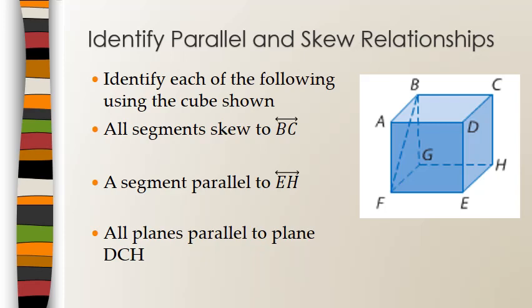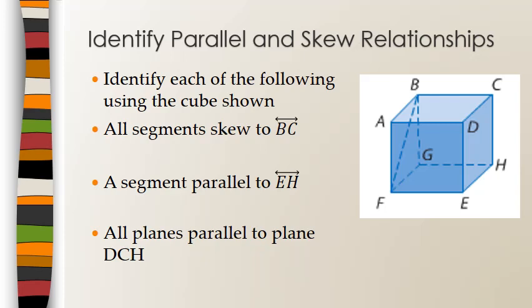And then there are skew lines. Now, skew lines are lines that do not intersect. That part's similar to a parallel line, but the difference is they are not coplanar. They're not in the same plane. And then there are parallel planes, and these are planes that do not intersect.